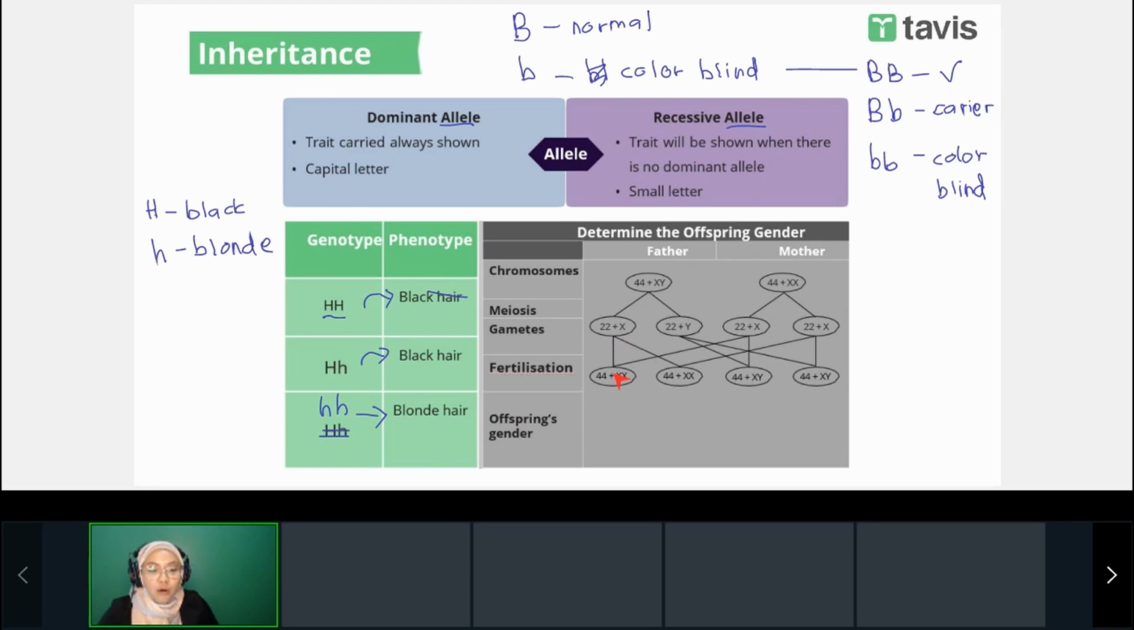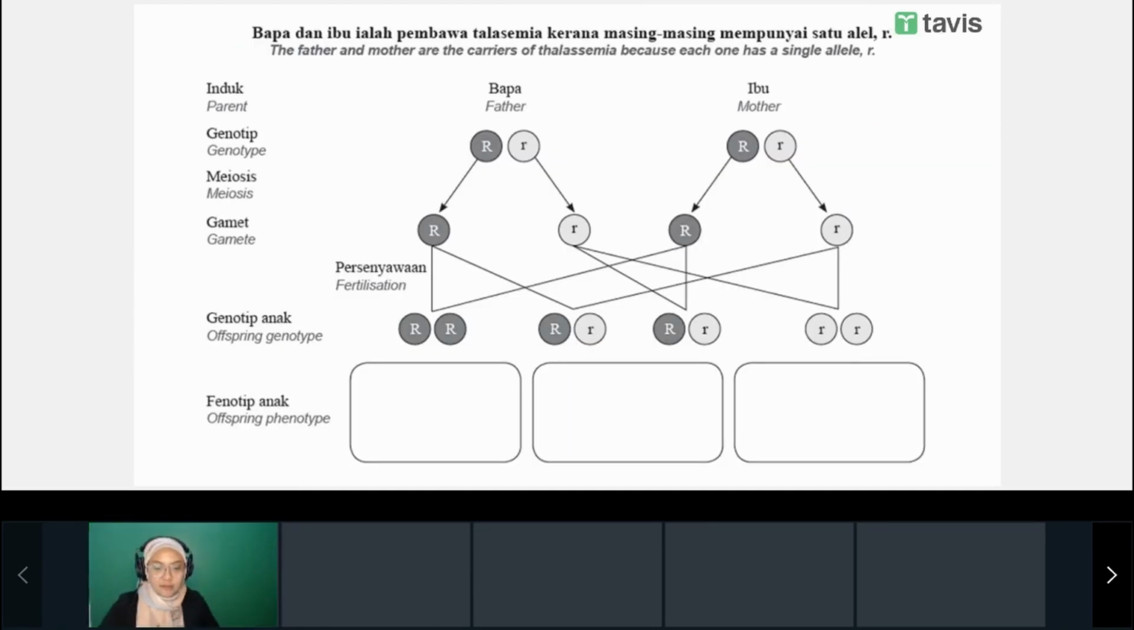So we do a cross over here, then we get 44 plus XX. This one is a female. This one also, we get a female because it is XX, 22 plus X plus 22 plus X. So we get a female as well. And the third one, we get a male, a happy male. And the fourth one, also a happy male. Okay, let's move to the next slide.